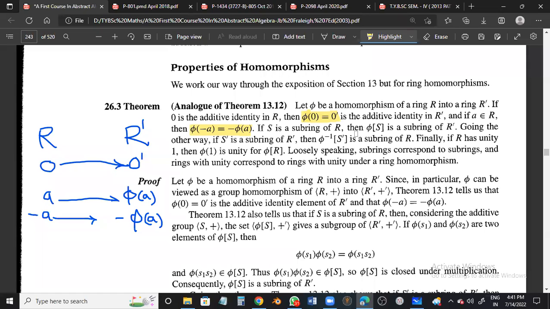Then, if S is a subring of R, have you understood these two concepts? The additive identity goes to the additive identity, and the negative goes to the negative of the image. Did you follow me? Yes, ma'am. Okay.